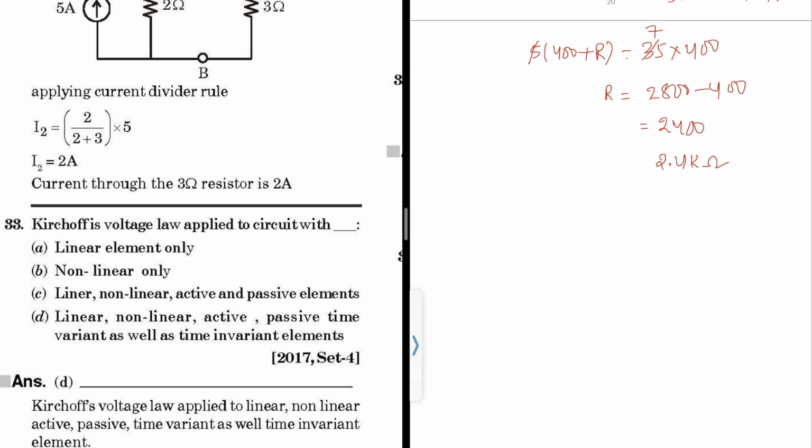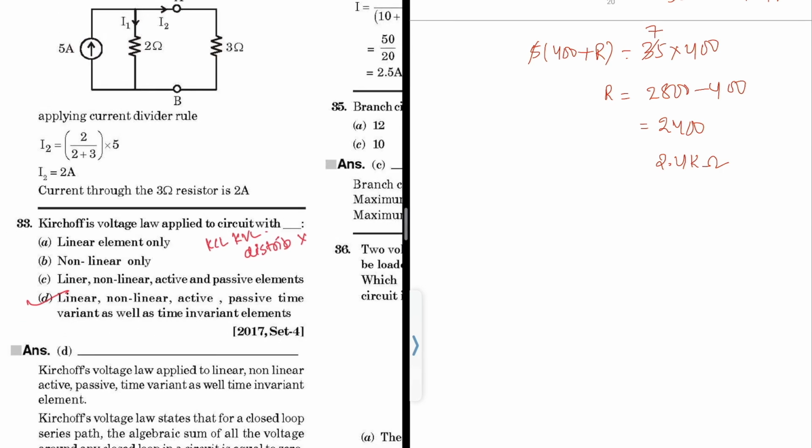Okay. So KVL is applied to which circuit? Generally KVL and KCL are valid for any type of network. I mean linear, active, passive, time variant, time invariant. Generally KCL and KVL are not valid for distributed networks. For distributed networks it will not be valid. So here it is not given any distributed network. So it will be valid for linear, non-linear, active, passive, time variant and time invariant.